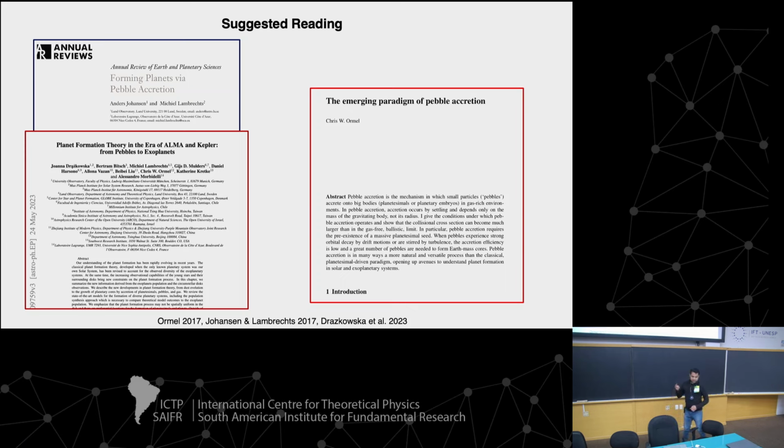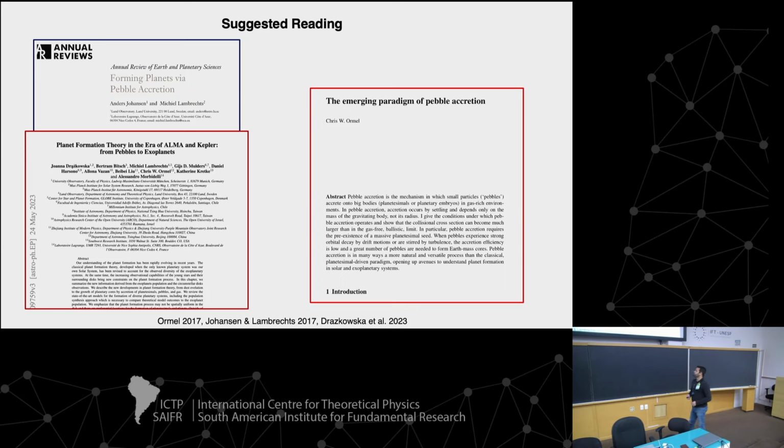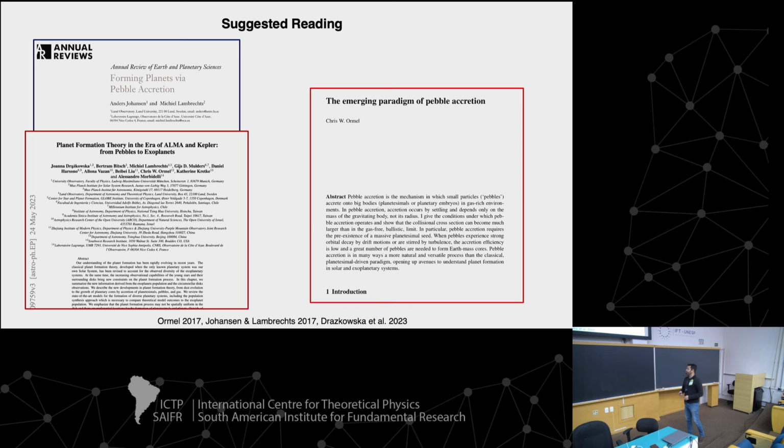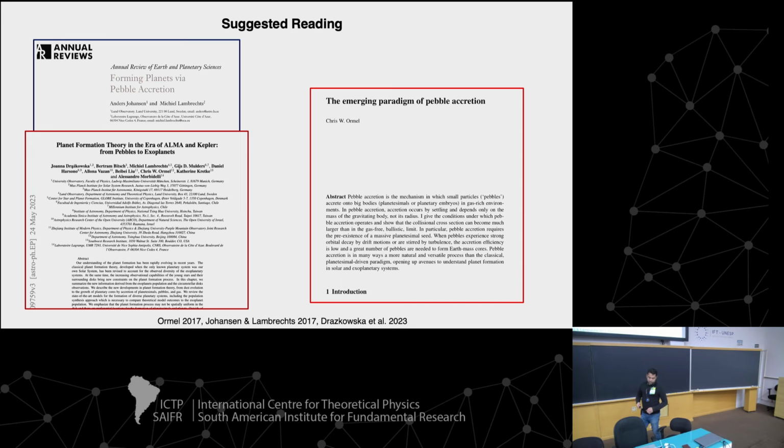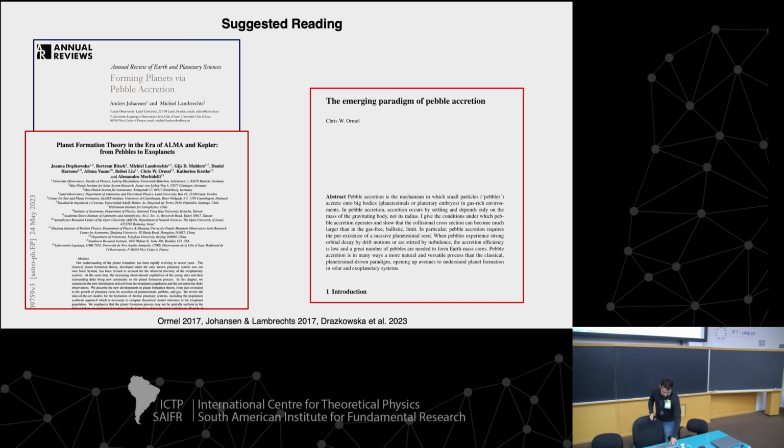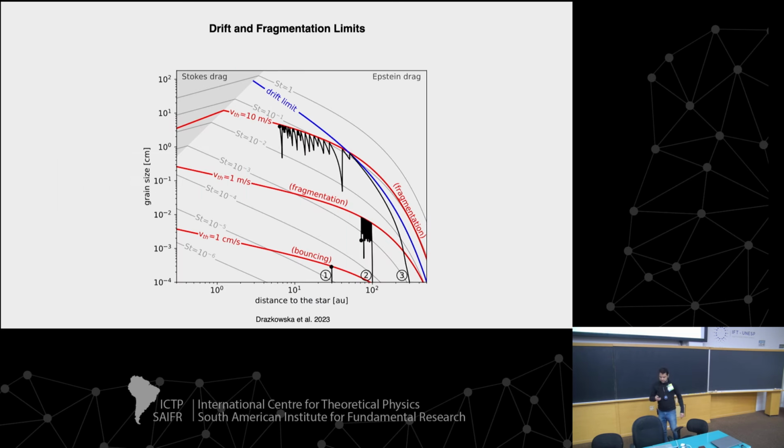This suggests a reading I'm putting here. These are 3 very interesting reviews that came out in the past 7 years. Hansen and Lambrechts, 2017, Ormel, 2017, and this one that is on Protostars and Planets 7, Drazkowska et al. Right. So this is the stage, right?